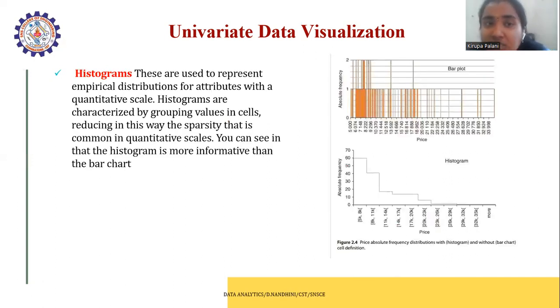Univariate data visualization: histograms. These are used to represent empirical distributions for attributes with a quantitative scale. Histograms are characterized by grouping values in cells, reducing in this way the spikes that are common in quantitative scales. You can see that the histogram is more informative than the bar chart.